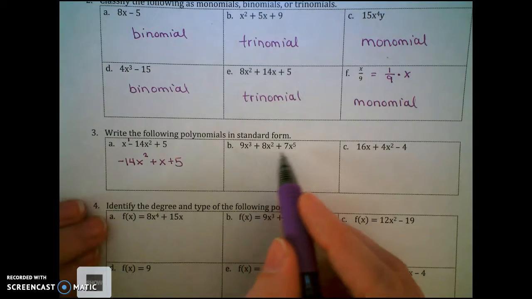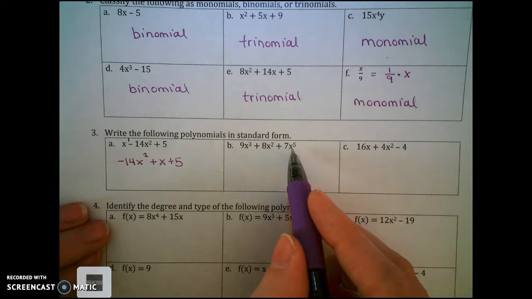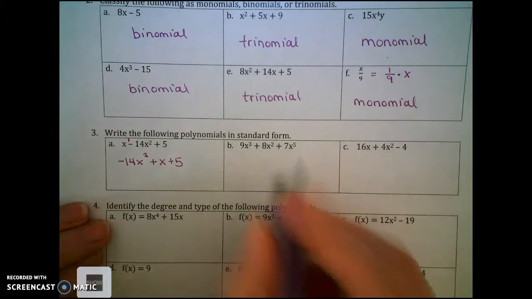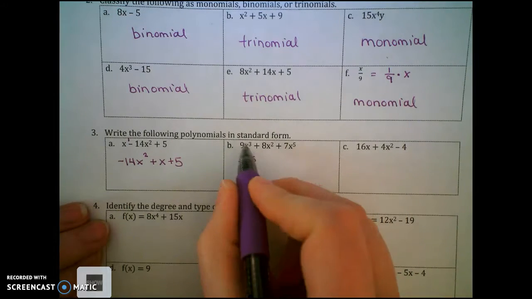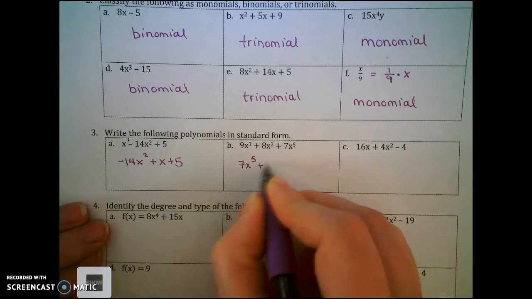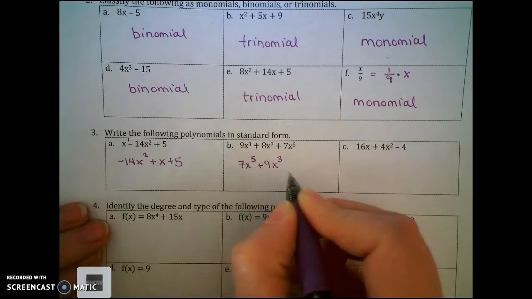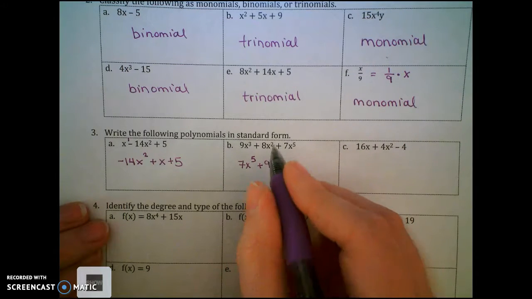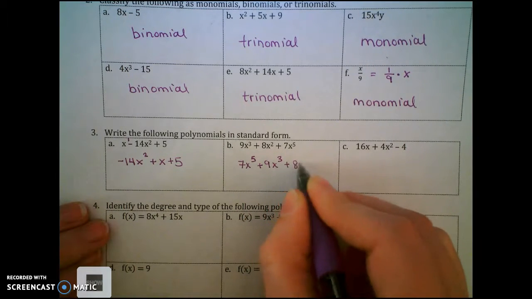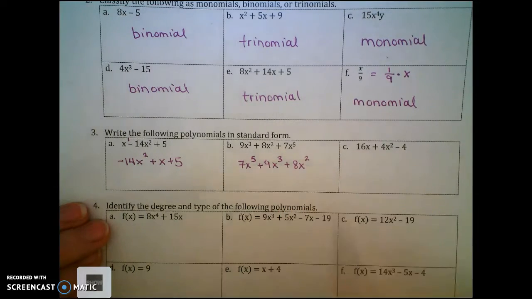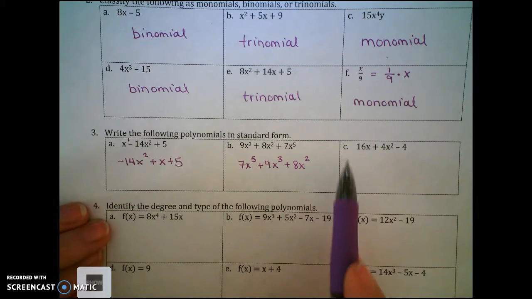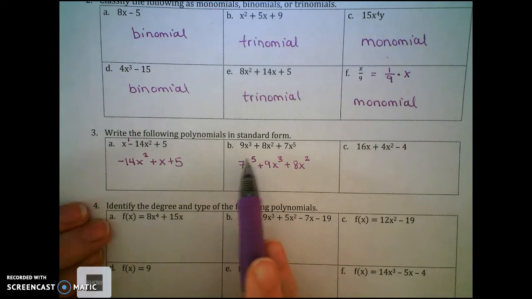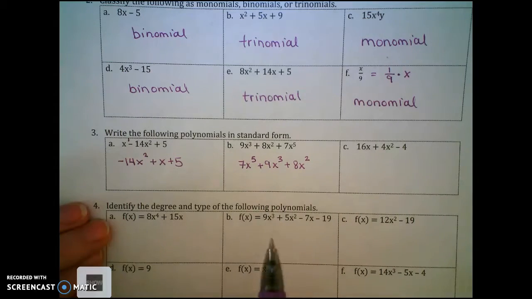Here, my highest variable term, or my highest exponent, is a 5, so I have 7x to the 5th. Then I have a third term, so I say plus 9x to the 3rd. And then I have an x squared term, so I say plus 8x squared. So again, it doesn't matter that we skip the 4th term. It doesn't matter that we don't have a 1 term or a constant term. What matters is that our exponents go in order all the way down.